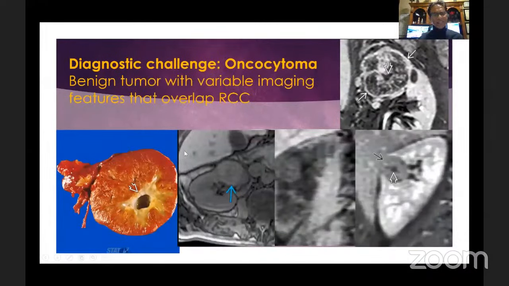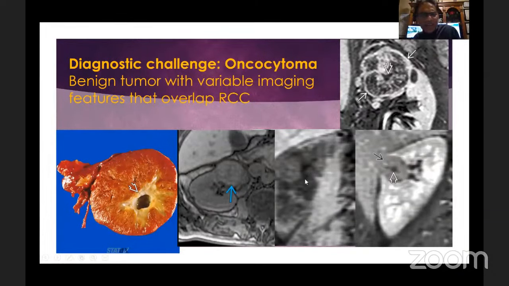There can be diagnostic challenge in diagnosing oncocytomas. However, with MRI, there are certain features which can be diagnostic. These tumors tend to have central scar. They tend to be slightly hyperintense, which is kind of unique for oncocytoma. They are slightly hyperintense on T2-weighted images, and they show kind of slightly spoke wheel type of enhancement with IV contrast in corticomedullary phase. And on the nephrographic phase, they tend to be slightly hypointense.